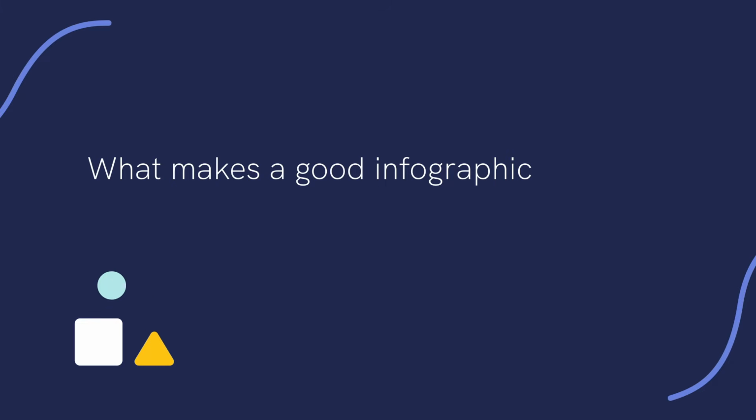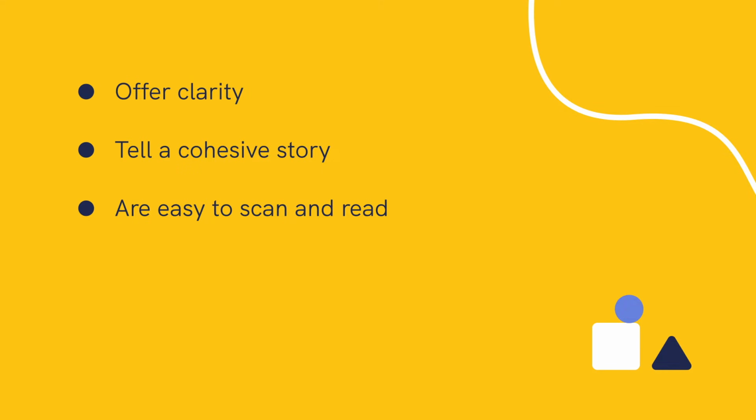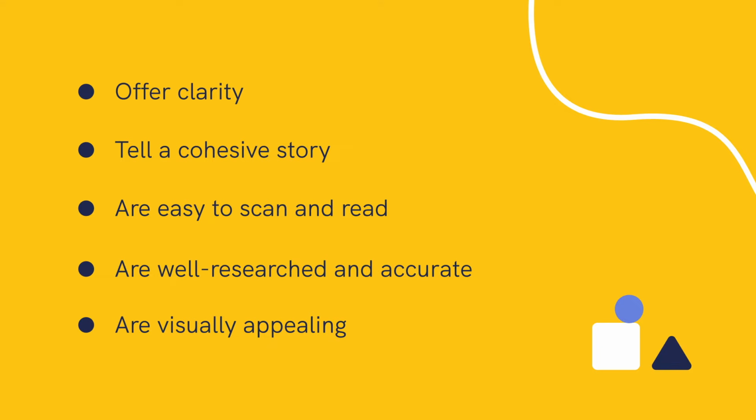So what makes a good infographic? You know it's a good infographic when the reader glances and can quickly understand the main idea. Well-designed good infographics have the following characteristics. 1. They offer clarity. 2. They tell a cohesive story. 3. They are easy to scan and read. 4. They are well-researched and accurate. And 5. They are visually appealing.